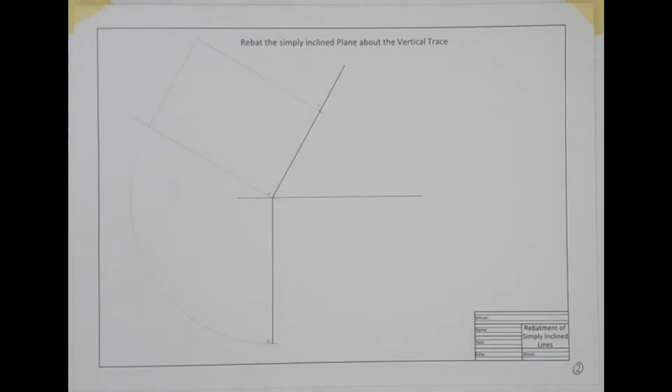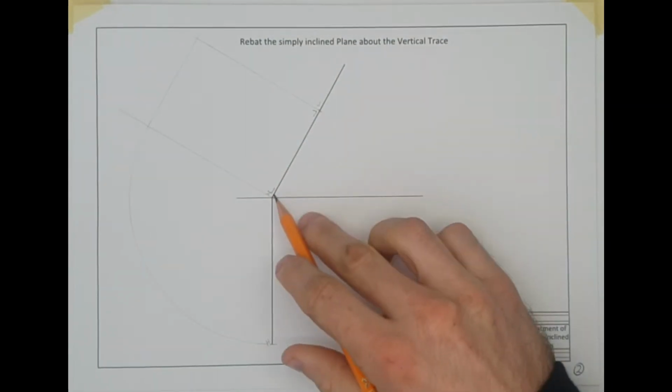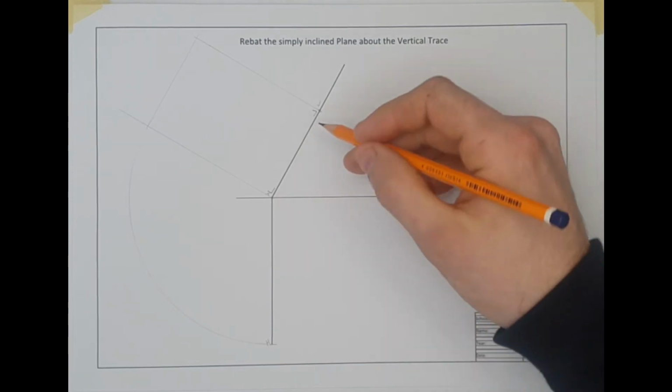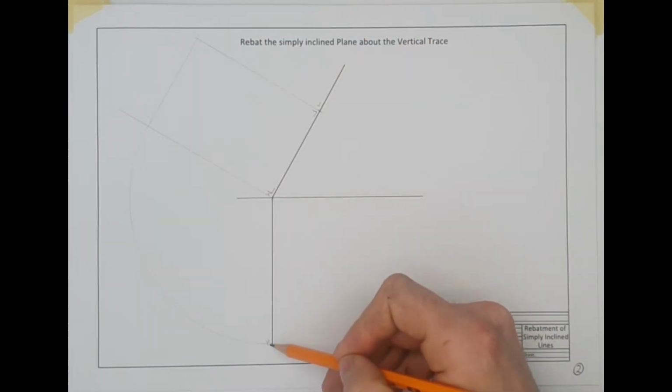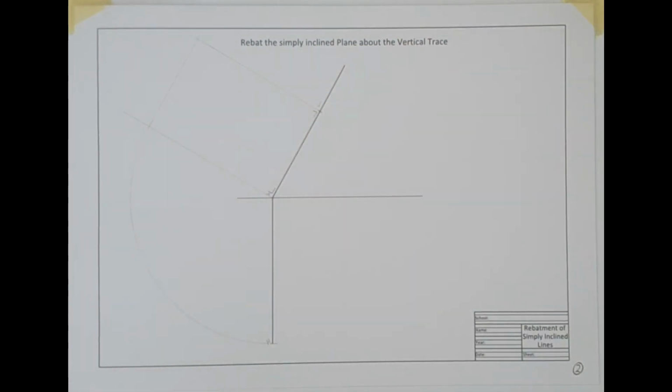But that is it. There's a perpendicular movement there from the 2 points that I chose in the plane, one being on the horizontal trace, and then I just stopped at a random point up along and moved them. And I'm going to work with the length of plane they gave me here, but realistically anywhere I stop is still a portion of the same plane. So rabatment of a simply inclined plane right there.